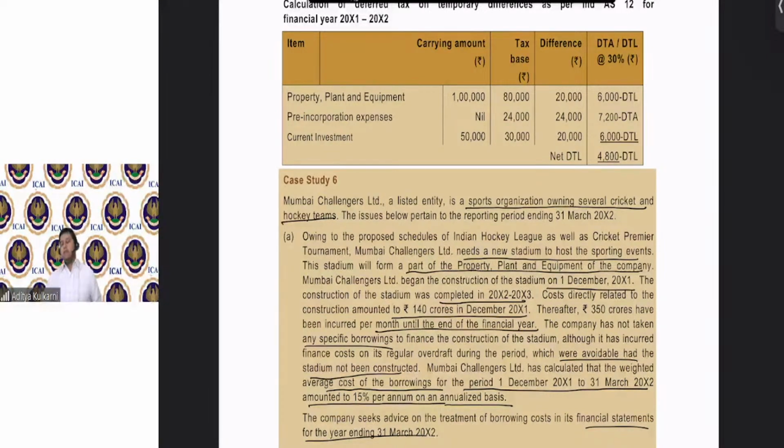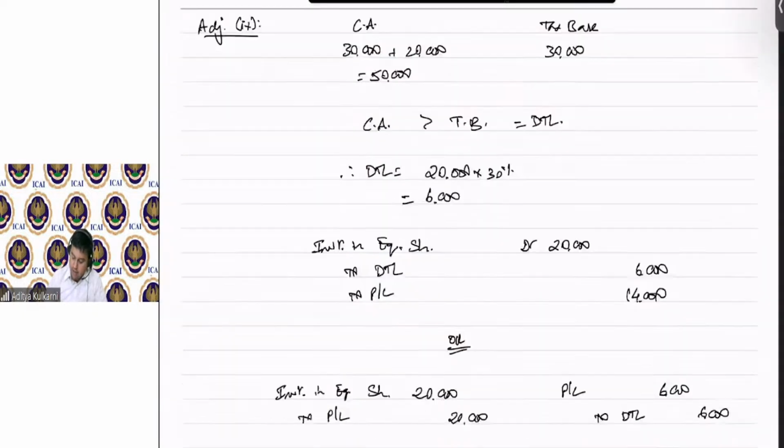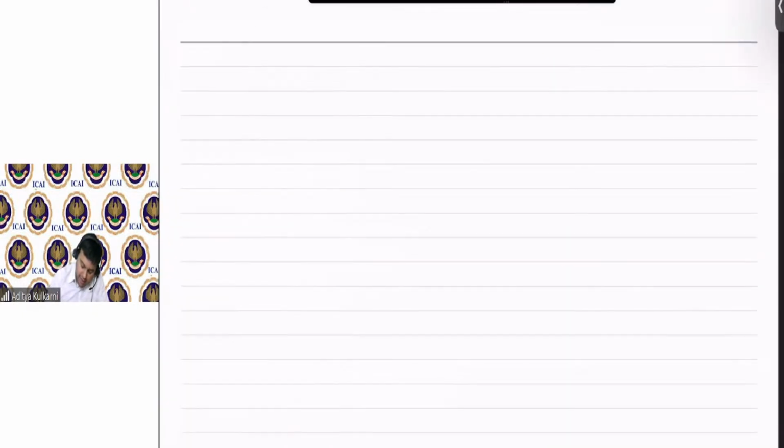Is it a qualifying asset? Yes, sir. It is taking substantial time to get ready for its intended use. So it is a qualifying asset. Okay. So now coming to case study 6.